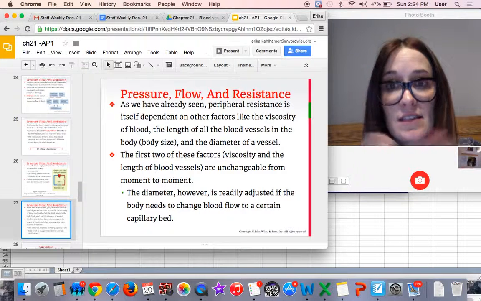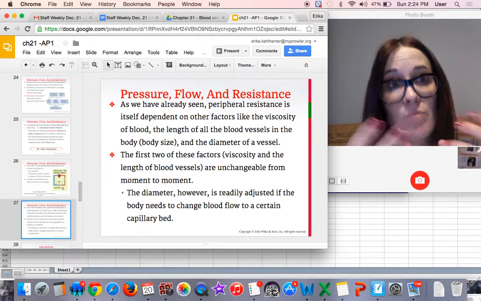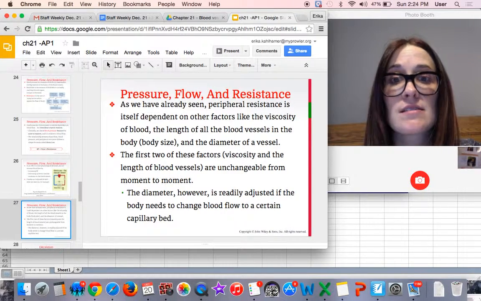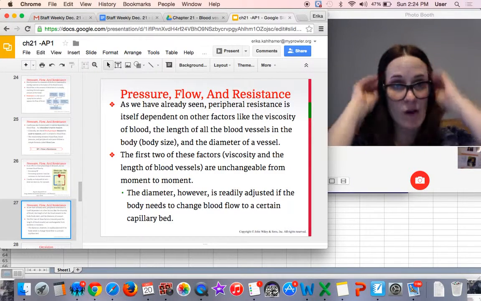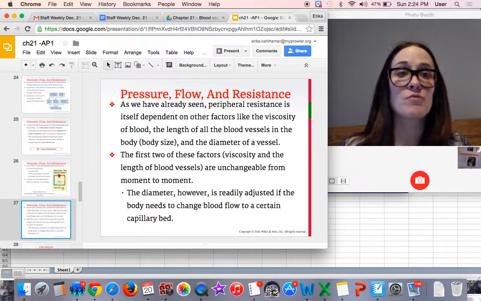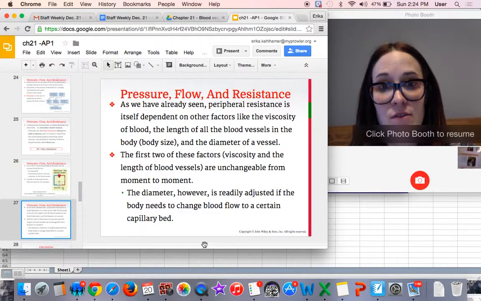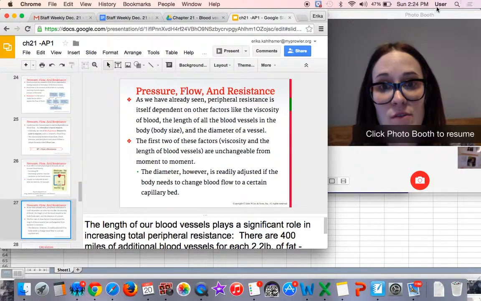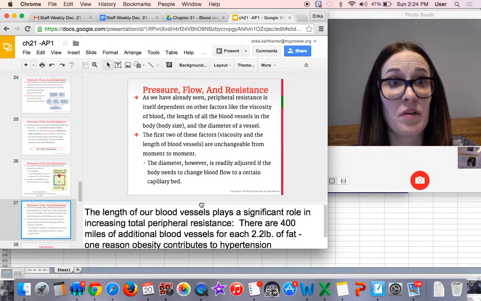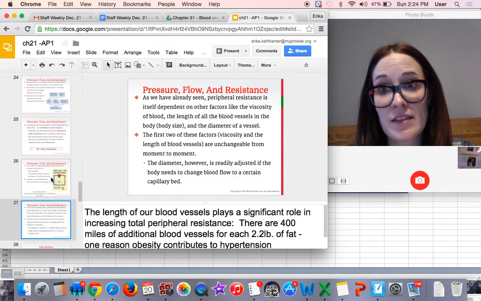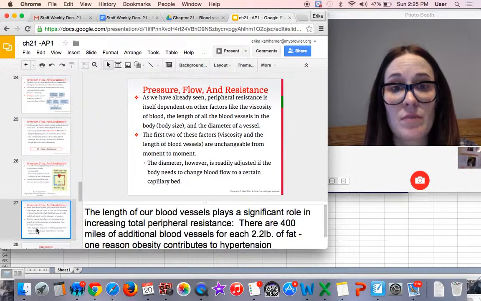Peripheral resistance, let's talk about that, is dependent on factors like the viscosity of blood. So if your blood is thicker, it's going to be a higher resistance. It also is dependent on the length of the blood vessels. If you have more blood vessels for blood to go through, that's going to increase the resistance. There's an interesting note at the bottom of this slide. Obese people generally have higher blood pressures because they have more blood vessels for the blood to get through. So they increase the resistance here, which is going to cause blood pressure to increase.